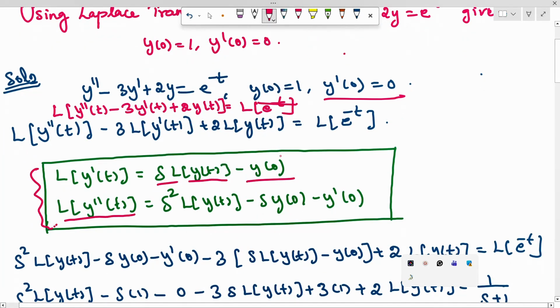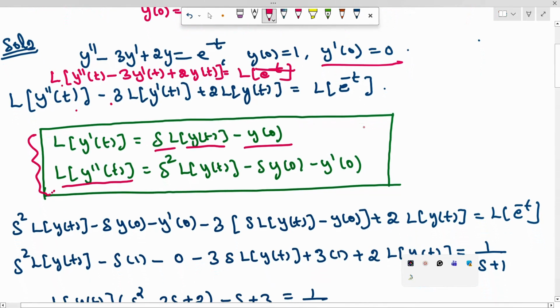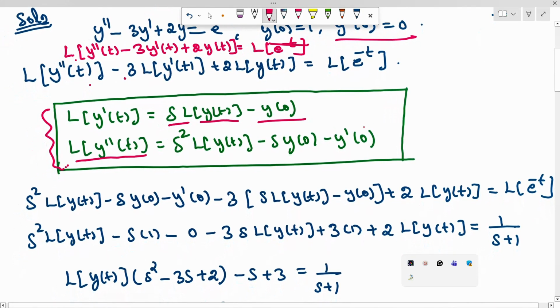Also, using the linearity property, we can split into three terms. First term is L of y double dash of t minus 3 into L of y dash of t plus 2 into L of y of t. Each and every term, apply Laplace transform with the help of linearity property. Equal to, the right hand side value will be same, which is L of e power minus t. As I told you before, now we are going to use these two derivative formulas, L of y dash of t and L of y double dash of t.